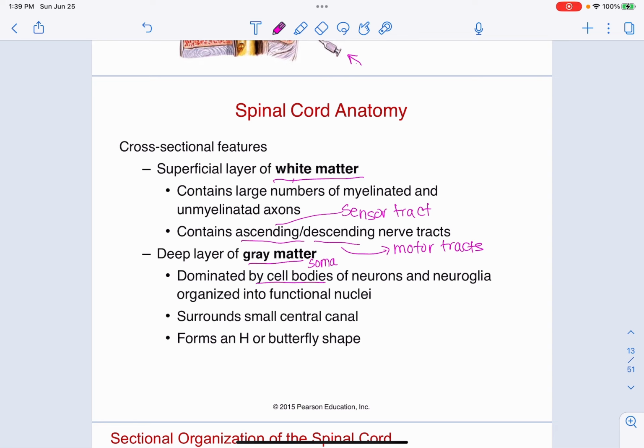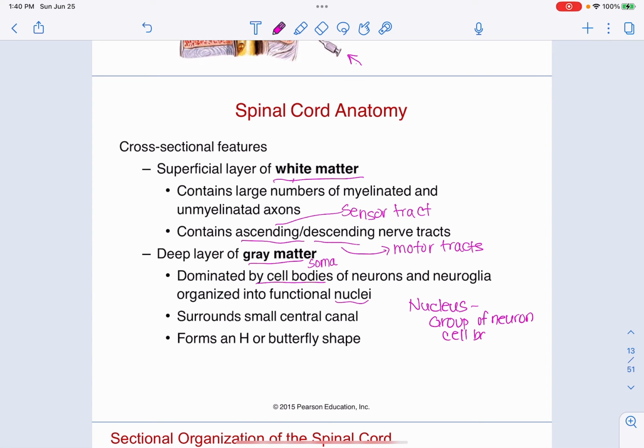So the cell bodies are all clustered together, and they cluster together based on similar functions. And these clusters of cell bodies with similar functions, unfortunately, I wish I could have changed this term, are called nuclei. It's not a nucleus like a cell. It's unfortunate that they use this word, but it is a group of neuron cell bodies.